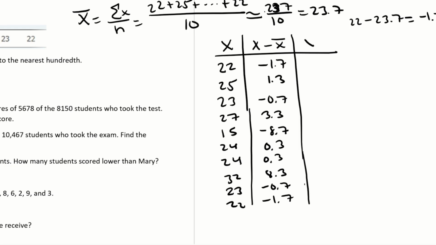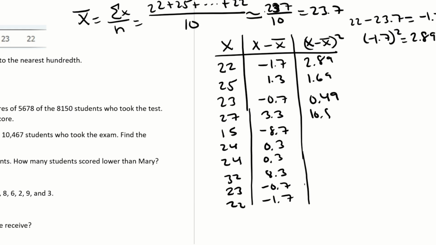Okay, I did that. So now we're going to do the squared deviations. So square the second column. So negative 1.7 squared is about 2.89. So round that to a couple decimals. So we get 2.89. This is 1.69. 7 times 7 is 49. So 0.49, 10.89, so on and so forth. Okay, went ahead and did that.